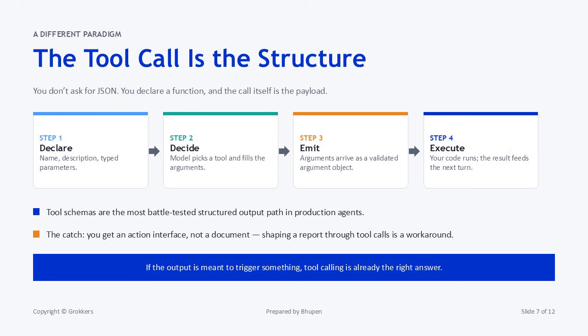So the decision is clean. If the output is meant to trigger something, a query, an API call, a state change, tool calling isn't just a valid option, it's already the right one.